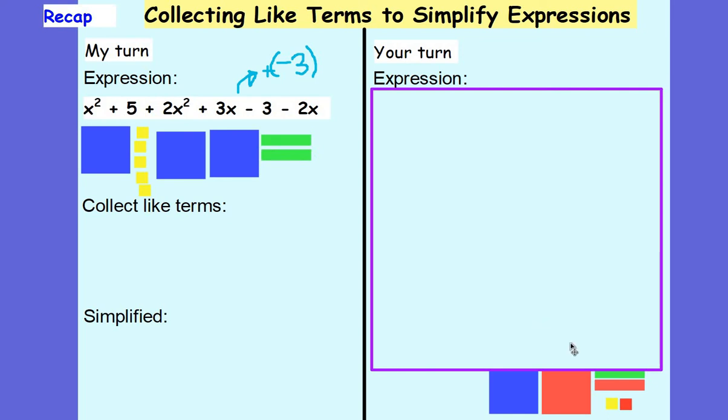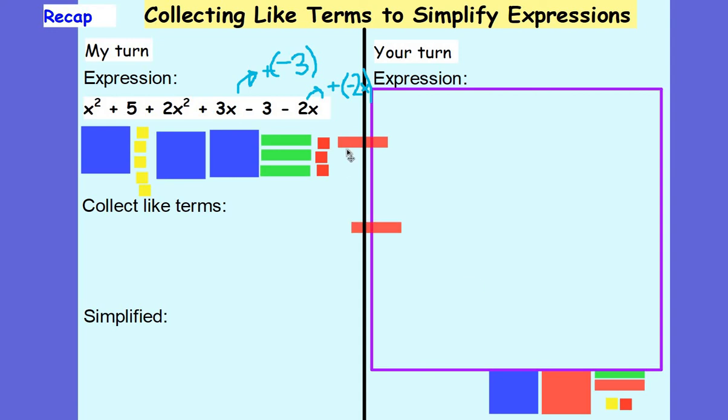Alfie George, if I want to add on negative 3, which means the same as subtract 3, what do I need to add? This is a tricky one. You're right, I need 3 red squares this time. So Max, what do I need to show subtract 2x, which means the same as adding on negative 2x? You're absolutely right, Max. I need 2 red rectangles.